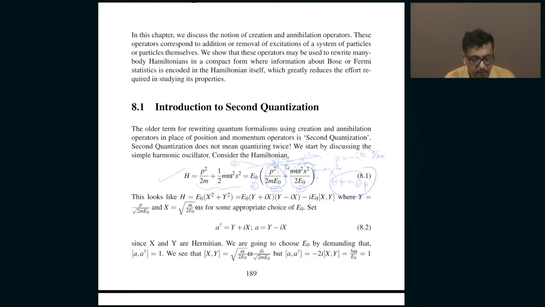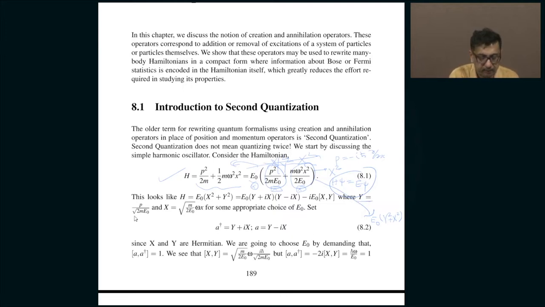So now the question is, what is the form of this Hamiltonian? It has the form E0 into Y squared plus X squared. I should have written Y squared plus X squared. Okay, so it is E0 times Y squared plus X squared. So what is Y?